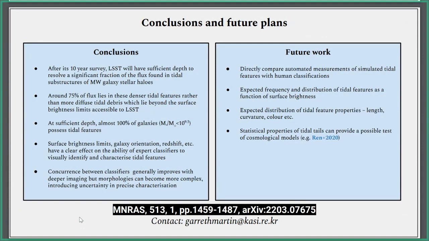And if we look at the concurrence and the ability of human classifiers to actually characterize the tidal features that they will see in these images, this will generally improve as we go to fainter limiting surface brightnesses. But as the morphologies of the tidal features within these images become more complex, this can actually introduce quite a lot of uncertainty into the precise characterization of the tidal features. With that, I will take any questions.